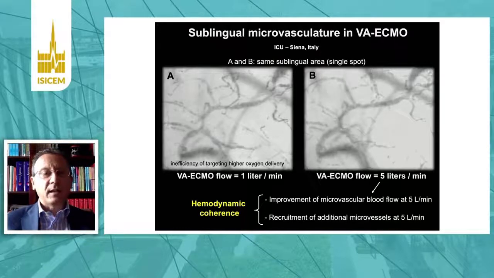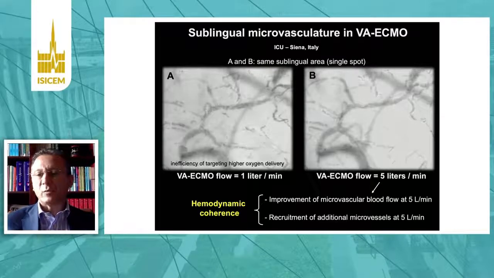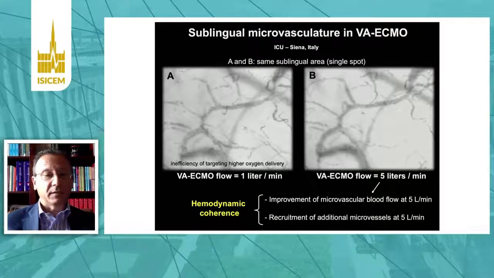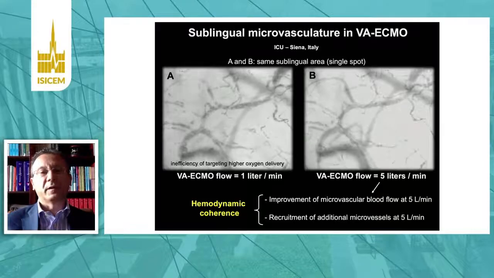On the left side is the microcirculation of this patient with the VA ECMO flow at 1 liter per minute. And we can observe the inefficiency of targeting higher oxygen delivery. On the right side is the VA ECMO at 5 liters per minute. We can observe the improvement of microvascular blood flow and the recruitment of additional microvessels at 5 liters. There is the hemodynamic coherence.